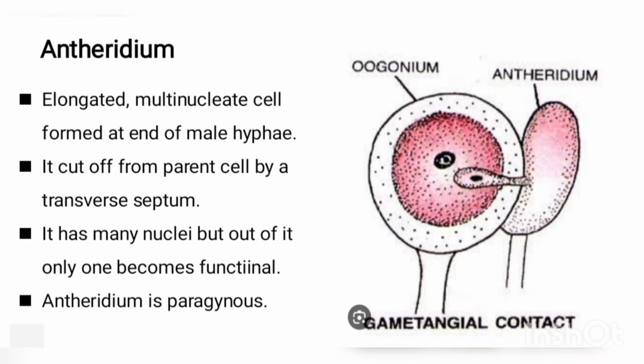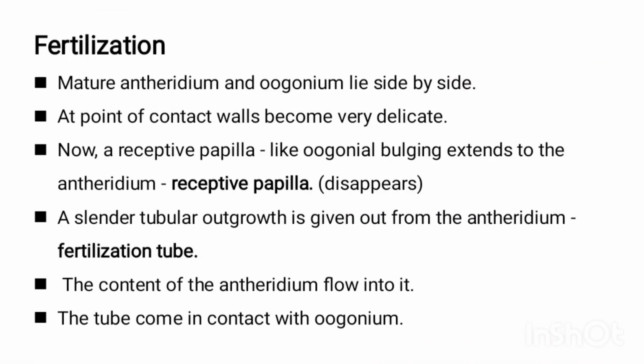Now let's look at the structure of the antheridium. The antheridium is an elongated multinucleated cell formed at the end of the male hypha. That is also borne terminally. It is cut off from the parental cell by a transverse septum. It has many nuclei, but out of them only one becomes functional, and it is paragynous. So this is an elongated, multinucleated structure, consisting of many nuclei, but only one becomes functional. So this is the structure of the antheridium and the oogonium.